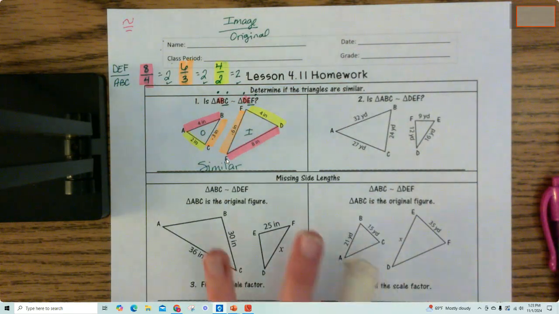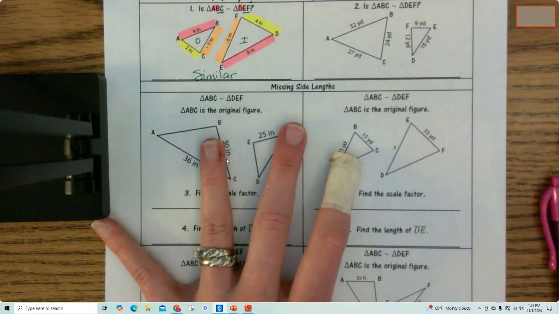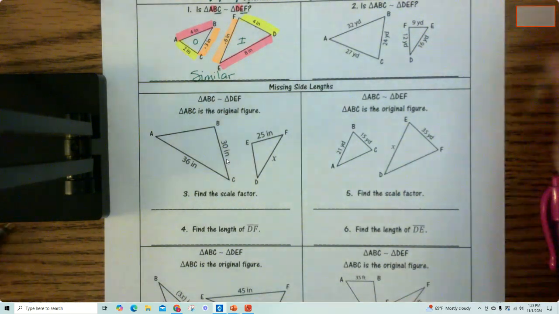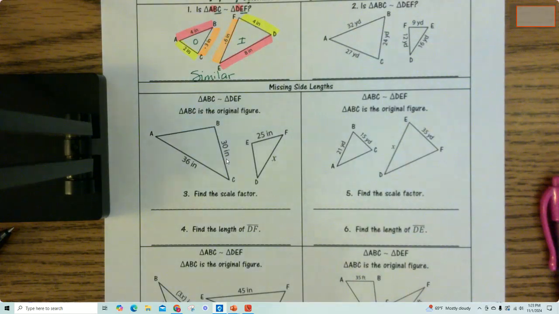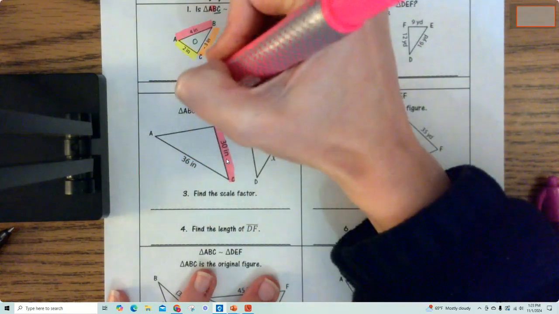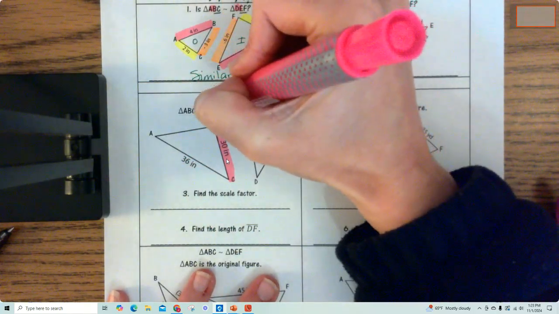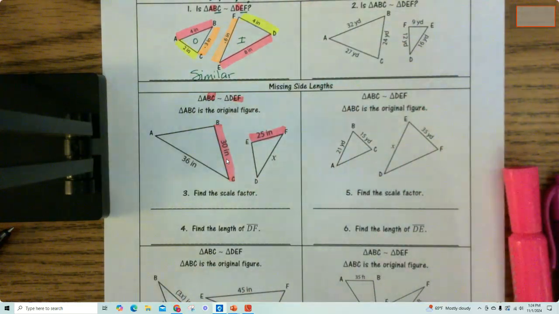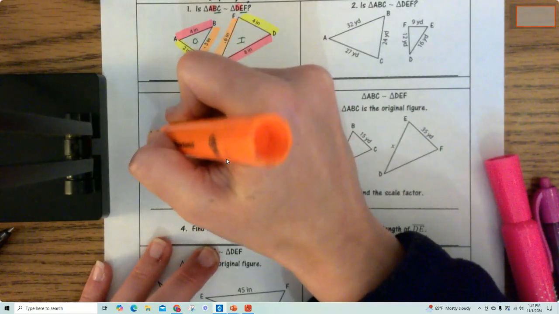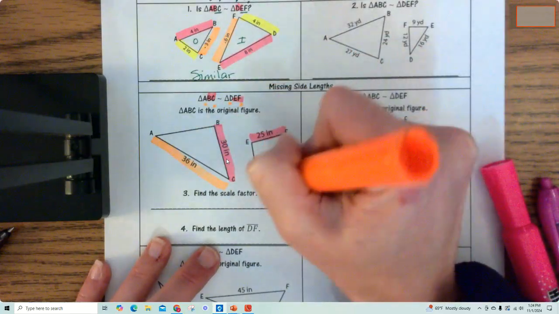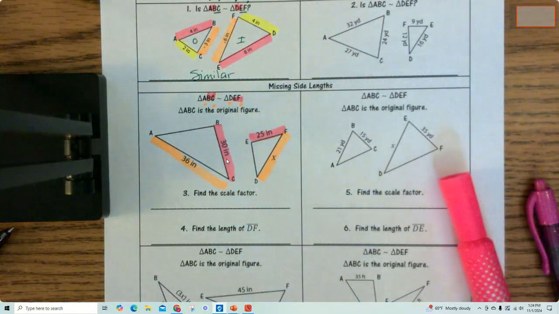Okay? All right, missing side lengths. So on these, we're going to find the scale factor, and then we're going to find the length of a missing side. Okay? So again, we have to match up sides here. So I just pick a side and start going with it. So I'm going to pick this side first, BC. BC is the last two letters, so it matches up with the last two letters over here, E and F. And then, I pick the ones that have labels. I only worry about the ones that have labels. AC is the first and last, so first and last over here are D and F. So then those two sides go together.